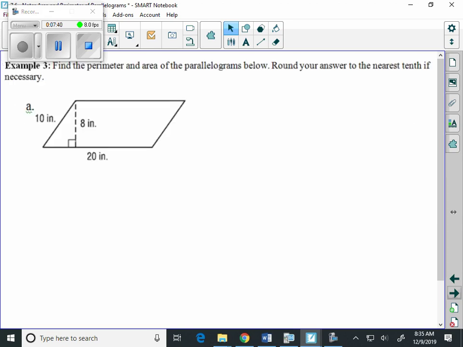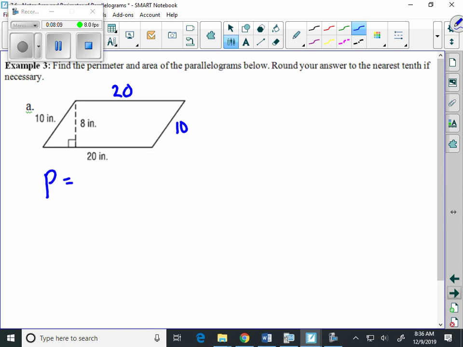So if we take a look at our first example here, it says find the perimeter and the area of the parallelogram. Round your answers to the nearest tenth if necessary. So the nice thing on this one is we have everything we need. Once again, in parallelograms, opposite sides are congruent. That means that this length here is 20 and this length here is 10. And if we want to find the perimeter, we add up the distance of the outside lengths. 10 plus 20 plus 10 plus 20, and we get 60 inches.